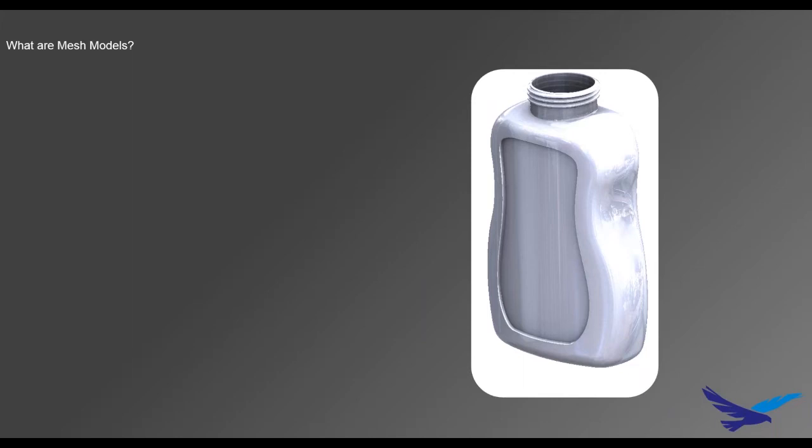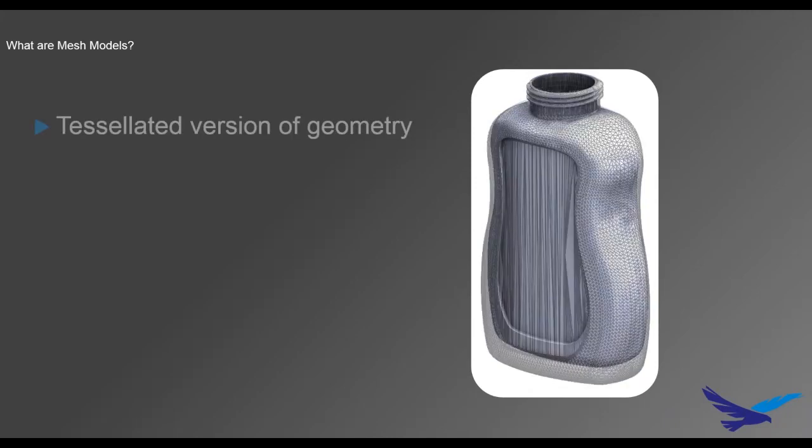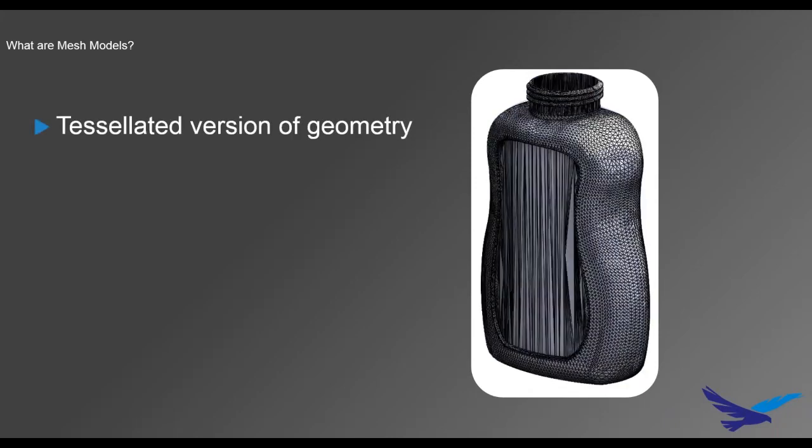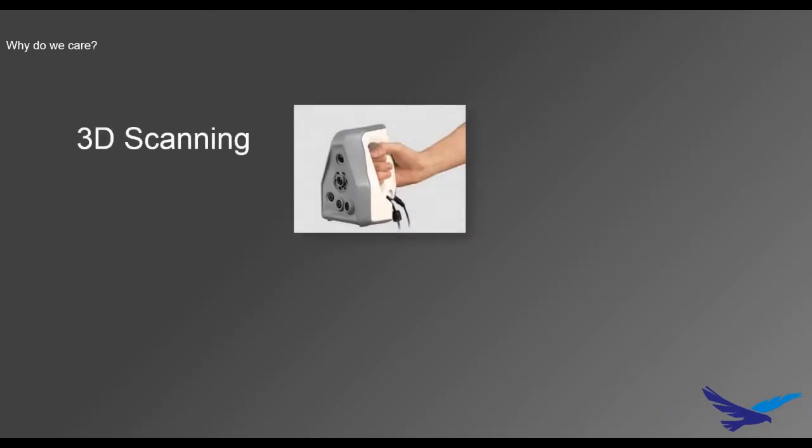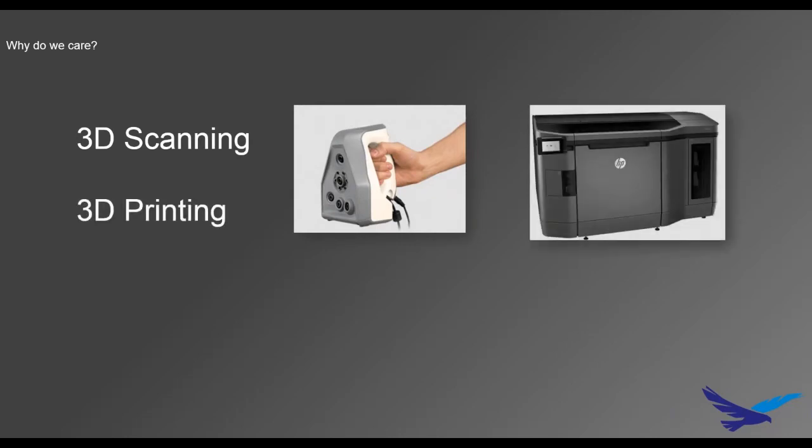So when you saw that PowerPoint, you might be saying, well, what are mesh models? Well, mesh models are just a tessellated version of your geometry. So it's your model, but made up of little triangles. And some of the common formats are your STL, OBJ, and 3MF. So you might be sitting there being like, yeah, Dane, I use SolidWorks. Why do I care about these other file formats? Well, it's the output that you're going to get from a 3D scanner, and it's the input that a 3D printer is going to expect.